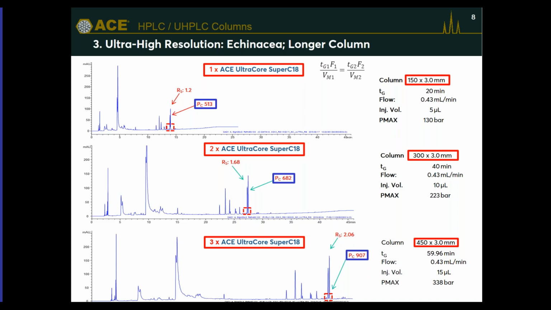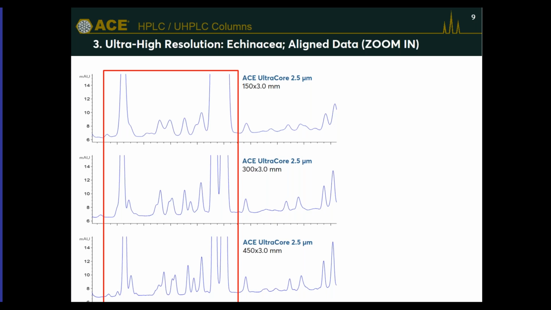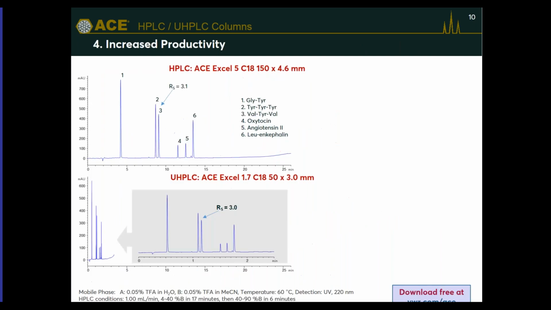And in fact, if we zoom in on the detail of that red box that I showed in the previous slide, you can see how we're getting more detail in the smaller peaks as we increase the column length. And you can see we're getting improved resolution of that particular peak pair. So this is a way that we can use higher performance systems, higher pressure systems to give us detail for complex samples.